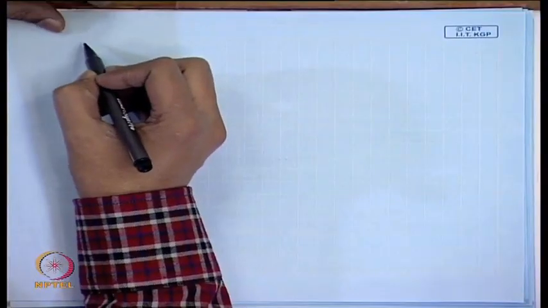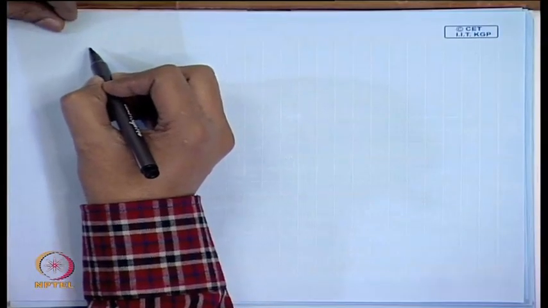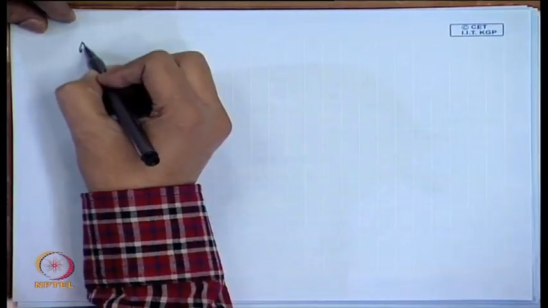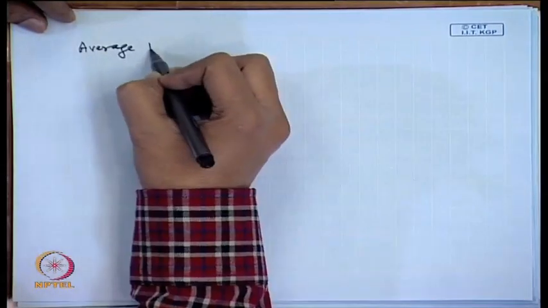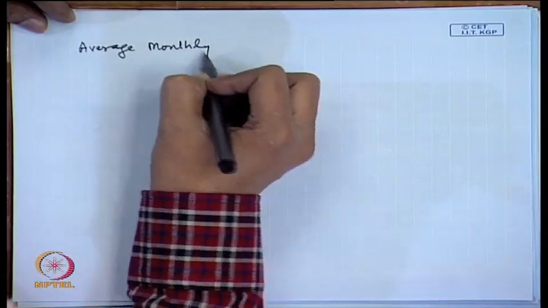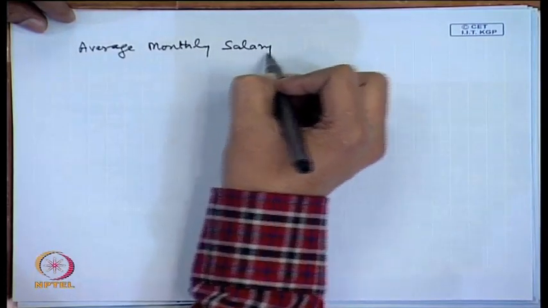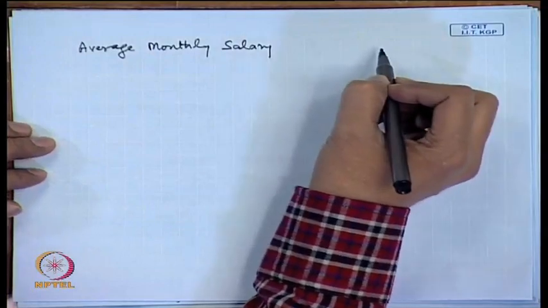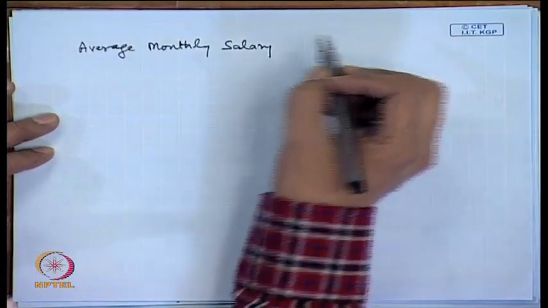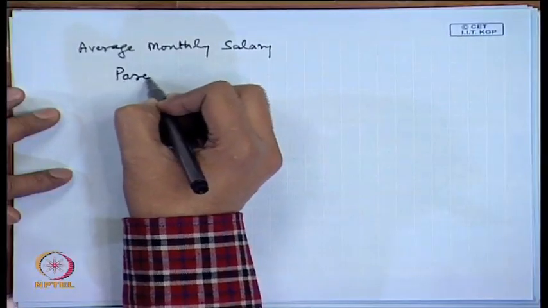At this point, let me briefly give an example here. So, let us consider the problem of the average monthly salary of the employees in an organization. Now, let us assume that the model for this is described by say Pareto distribution.